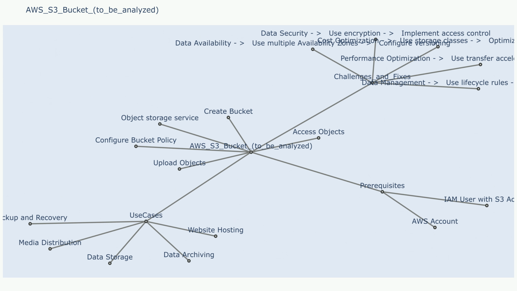Challenges and fixes. Data security is crucial for protecting sensitive data. You can encrypt data at rest using server-side encryption, which is a feature of Amazon S3 that automatically encrypts your data when it is stored in S3. Amazon S3 supports granular access control, allowing you to control who can access your data, using IAM policies and bucket policies. Data availability ensures that your data is accessible when you need it.